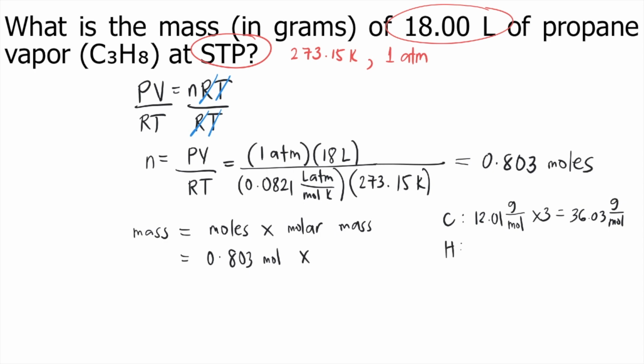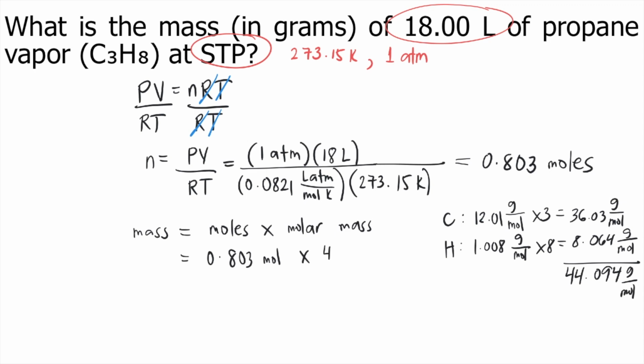The molar mass of hydrogen is 1.008 grams per mole. And there are 8 hydrogens in C₃H₈. So multiply that by 8. So you will get 8.064 grams per mole. And then you add the two, you will get 44.094 grams per mole, and that's the molar mass of propane.